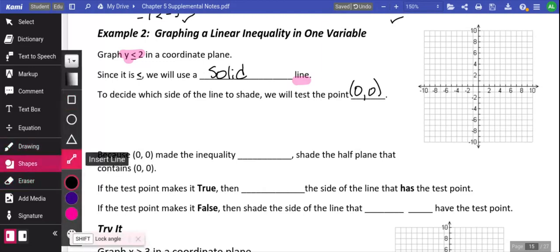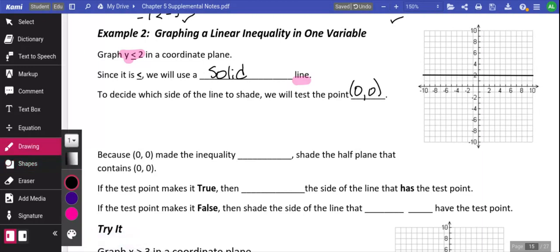I'm going to see, do I have a line? Yes. I don't think that'll work for my dash lines, but I can at least do that for my solid lines. Okay, so I have my line at y is equal to 2.